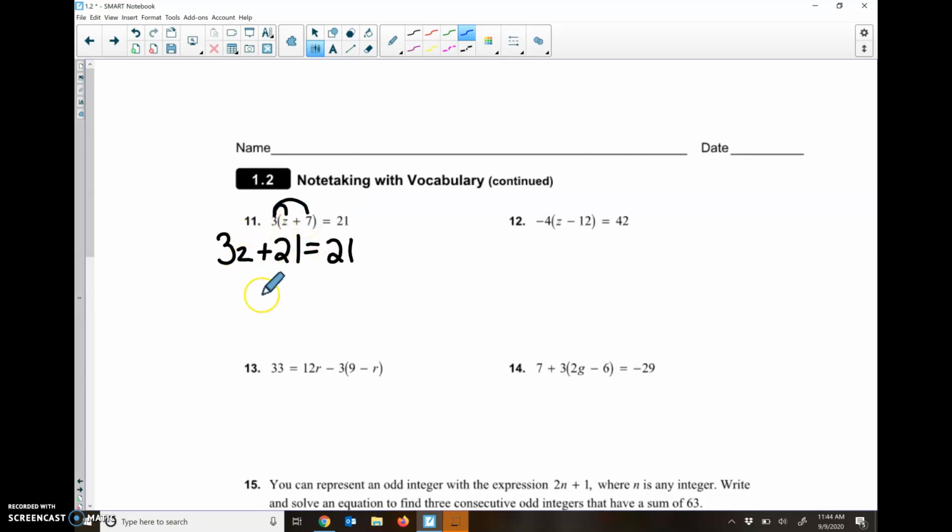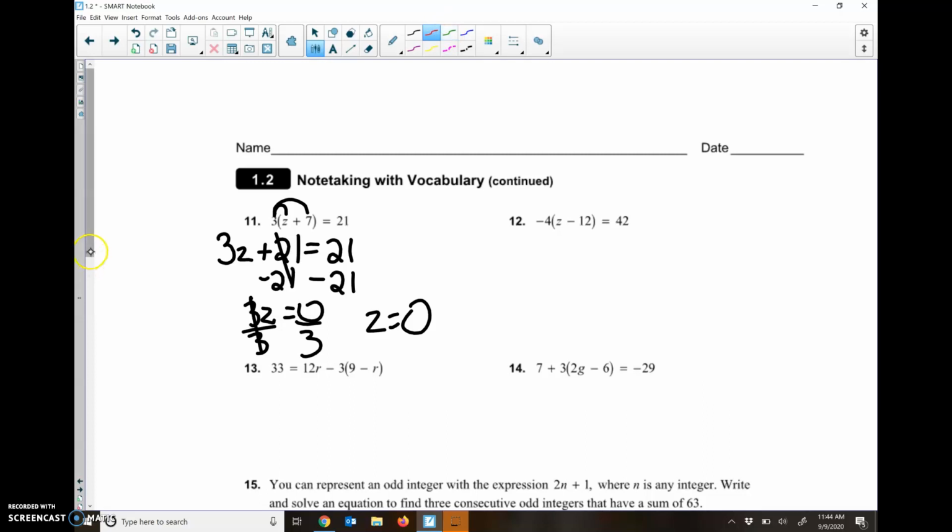So these are a little bit harder. You have one step beforehand of distributing that number in front of the parentheses. Otherwise, it's the same thing. Plus 21, so I'm going to minus 21. 21 minus 21 is 0. So divide both sides by 3. 0 divided by 3, again, just like the last problem, is 0. Okay, we'll do one more here where we're distributing.